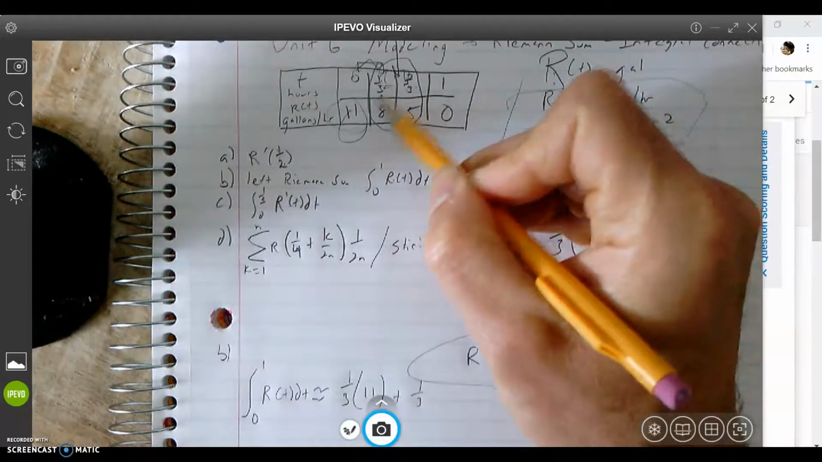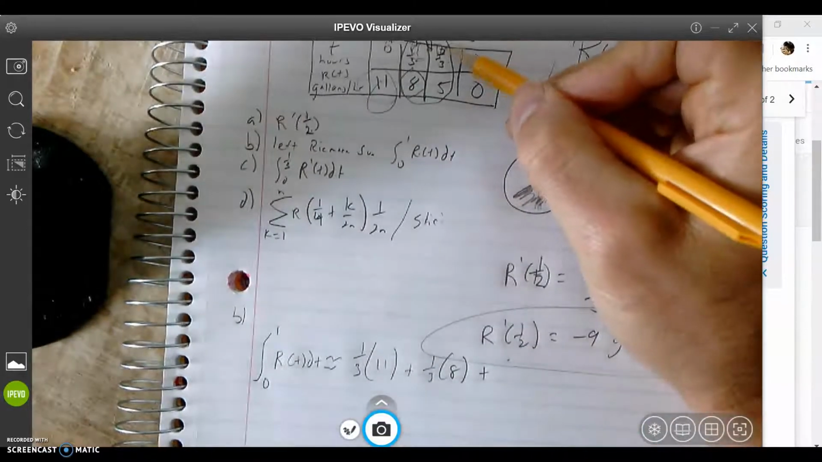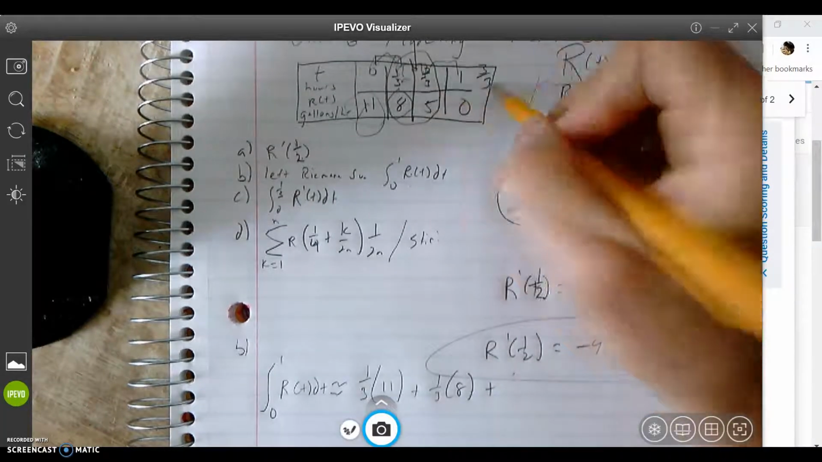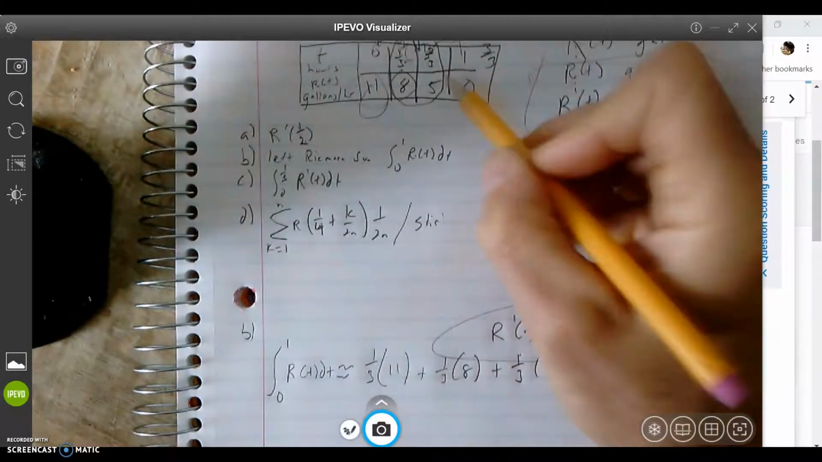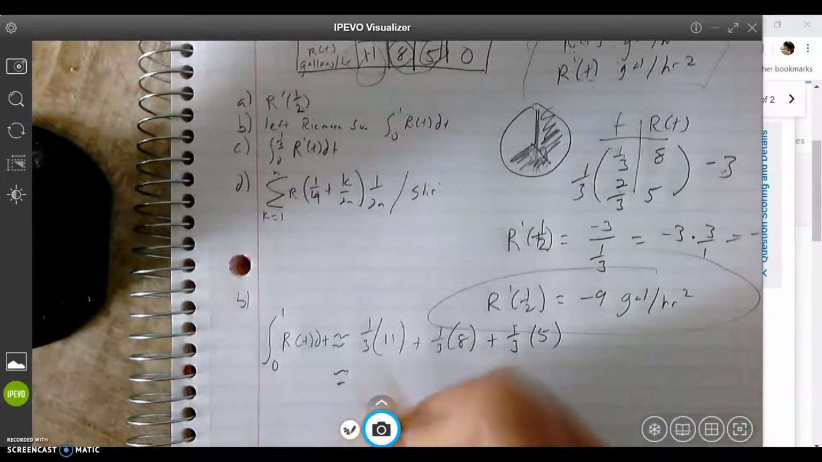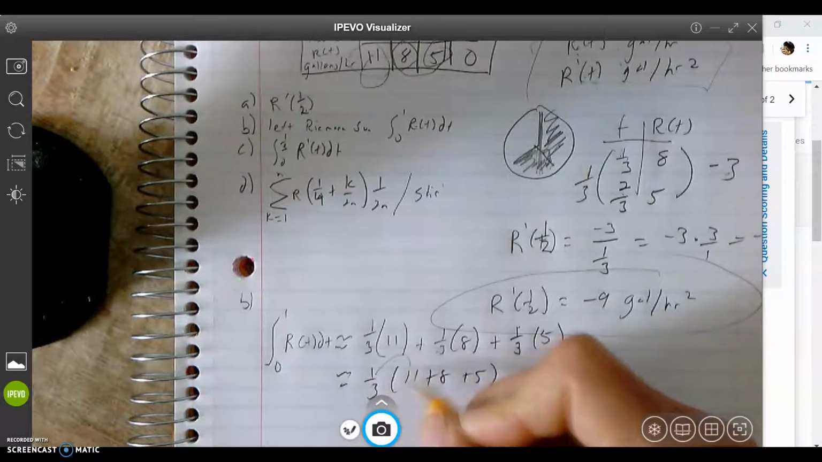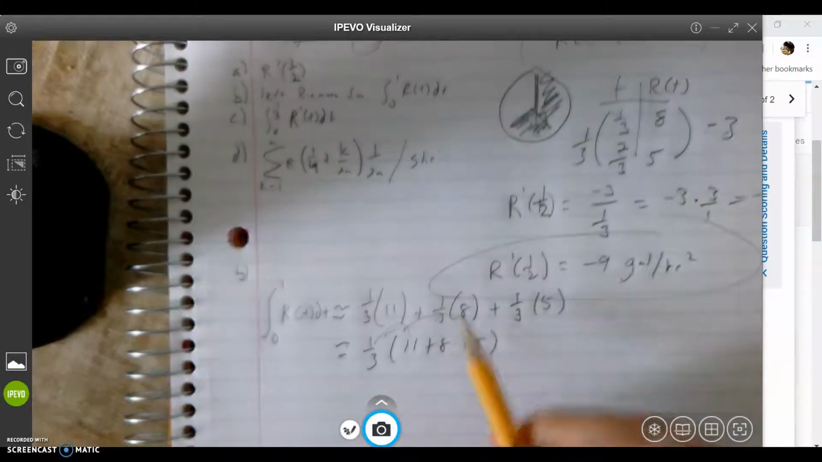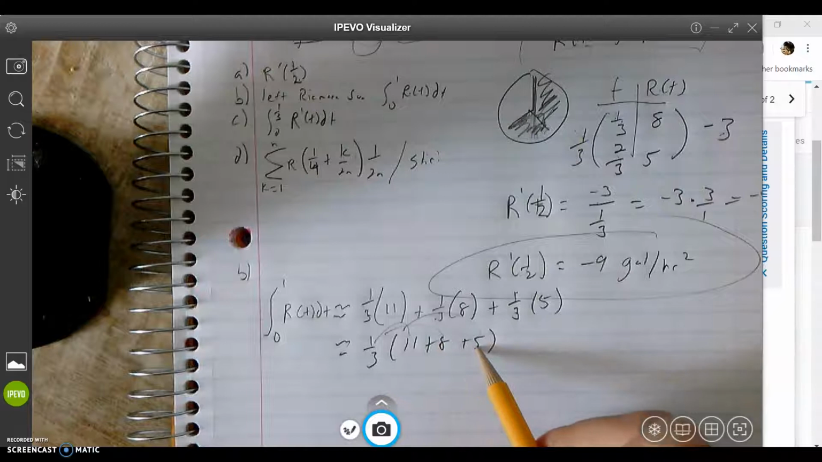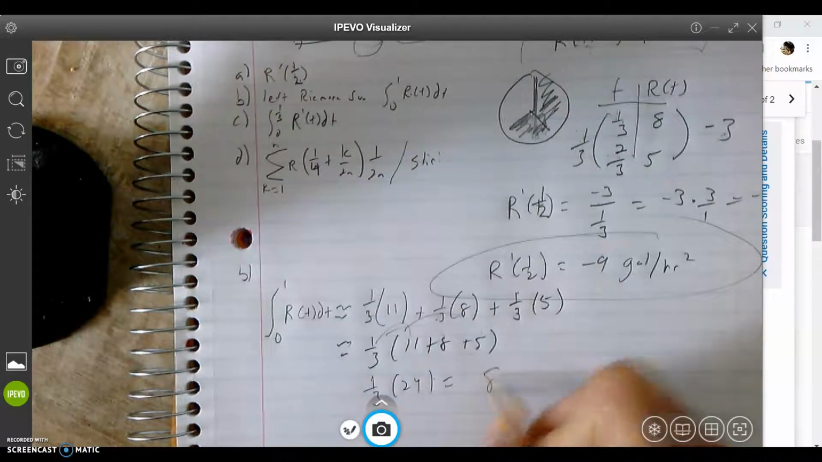That's the distance of the base times the height, which is 8, plus 2/3 to 1 whole. That'd be 3/3. So 2/3 to 3/3 is another 1/3. And the height is 5. Bam. And so I can factor out 1/3 here if I want. It's 11 plus 8 plus 5, because when you distribute, you get the same thing, right? 11 plus 8 is 19. 19 plus 5 is 24. So 1/3 of 24 is 8.